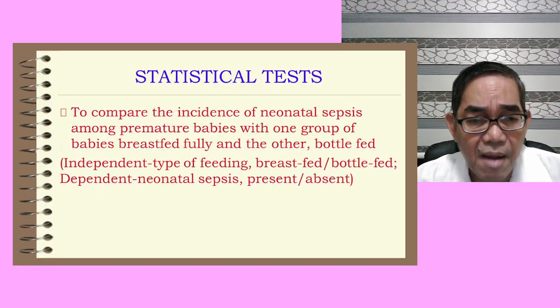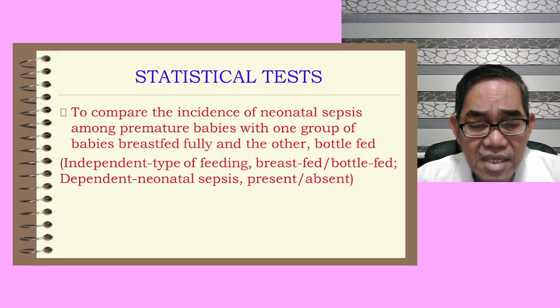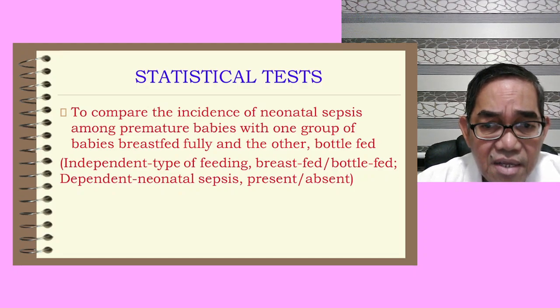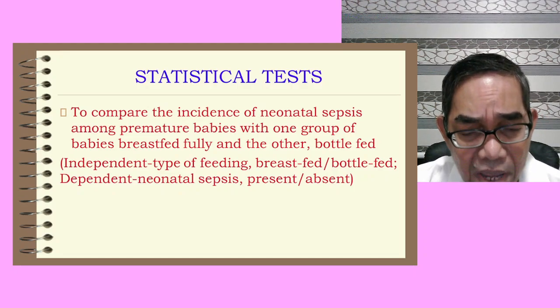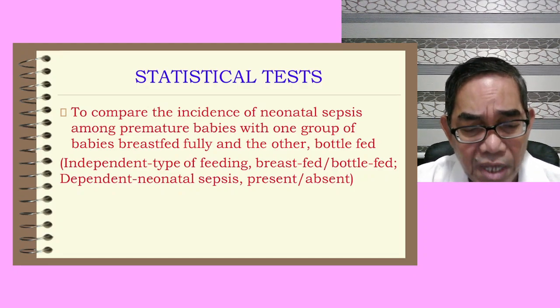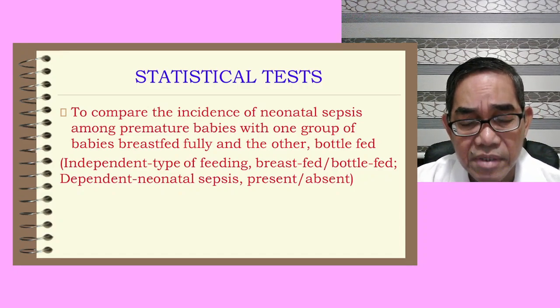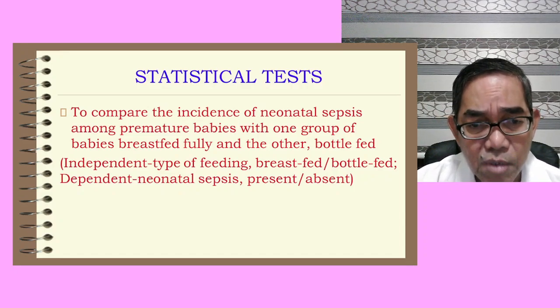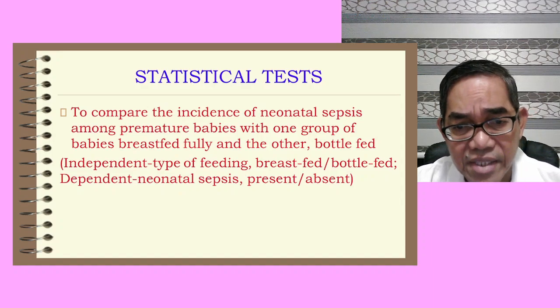So let's give an example: to compare the incidence of neonatal sepsis among premature babies with one group of babies breastfed fully and the other bottle-fed. So two groups of babies, one breastfed and the other bottle-fed.